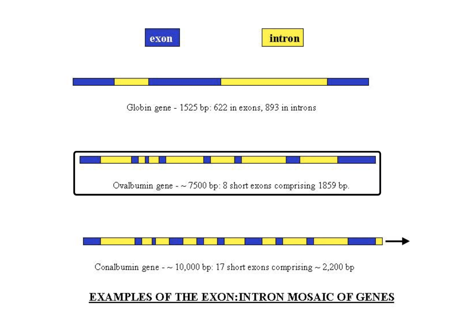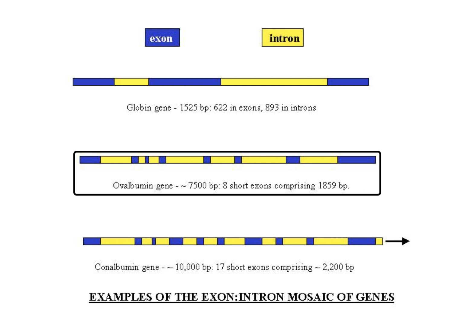The ovalbumin gene here has 8 short exons and 7 introns, so the exons only make up a small proportion of the total length of that gene. But I should first mention that the introns aren't just useless pieces of RNA.